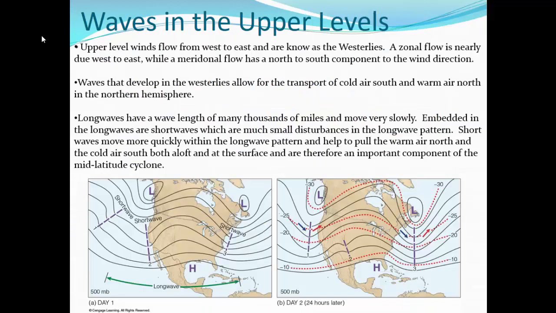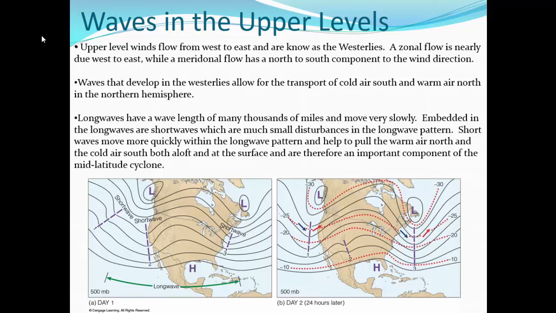So those waves in the upper levels of the atmosphere, both these illustrations at the bottom are showing the 500 millibar level, so that's in the upper levels of the atmosphere. Those waves, whether they're troughs that we were looking at in the previous slide or even ridges, are called long waves. And when you go from one trough to the next or from one ridge to the next, that is one long wave in the atmosphere.